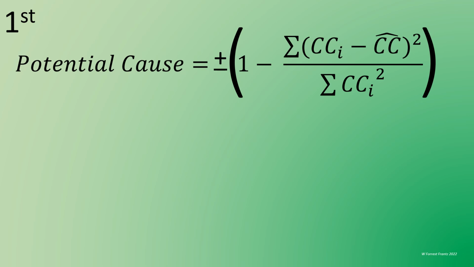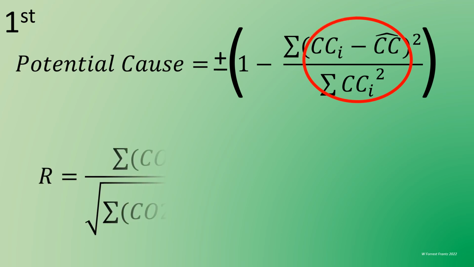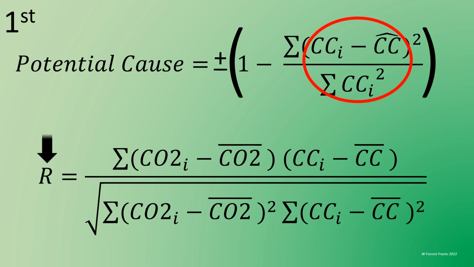The equation for determining potential cause is shown here. No worries, you'll be able to follow this even if you don't like math. The potential cause coefficient only calculates if the variance of climate change, CC, can be explained by any variable, not just CO2. Thus, all you see in the equation is climate change because that is what we are trying to understand and explain.